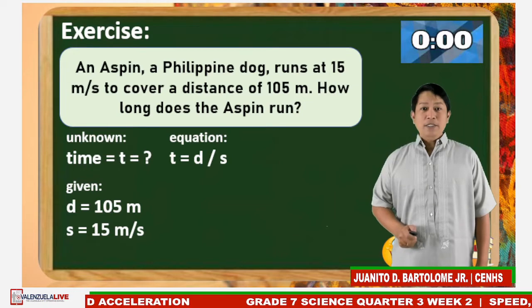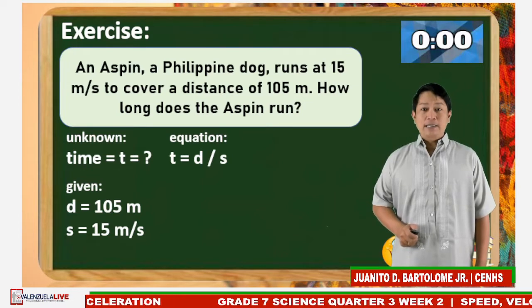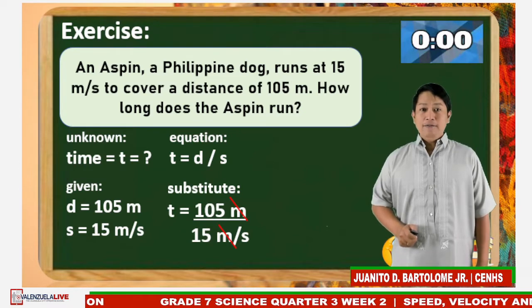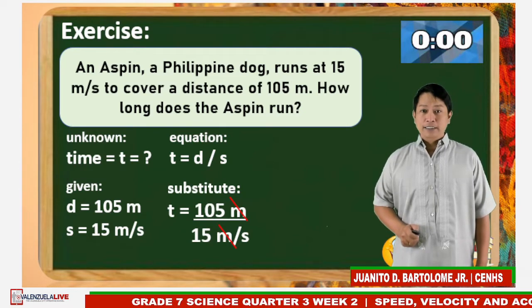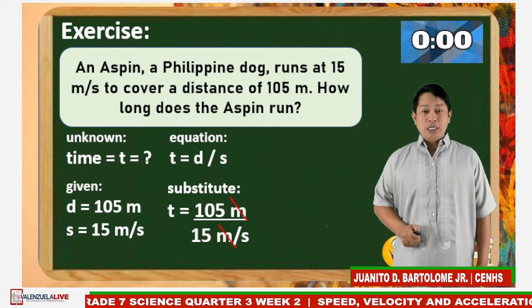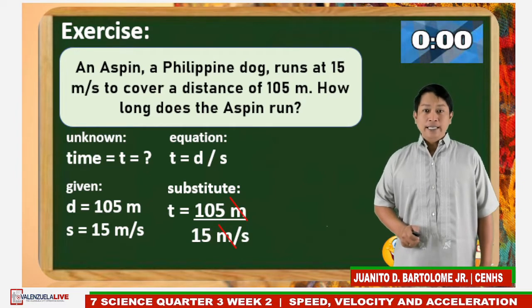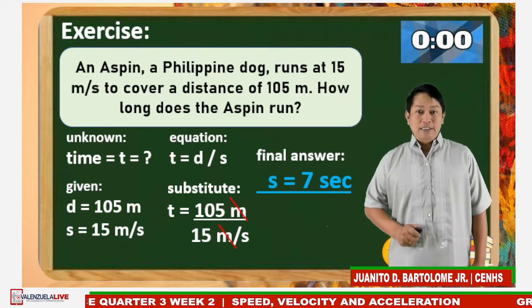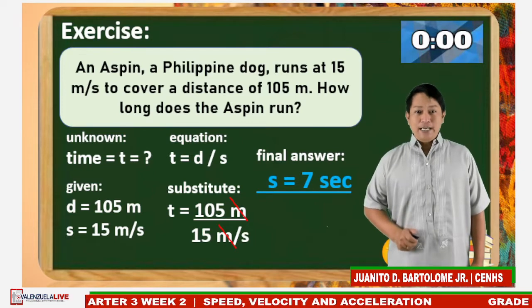Fourth, we will substitute the given quantities in the equation. Time is equal to 105 meters divided by 15 meters per second. Let us cancel the unit meter to come up with the unit of time, which is second. Then, our answer is 7 seconds. Great, grade 7 learners, you've got the correct answer.